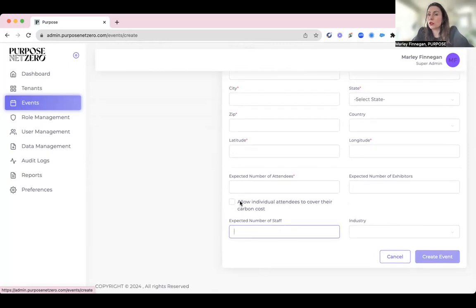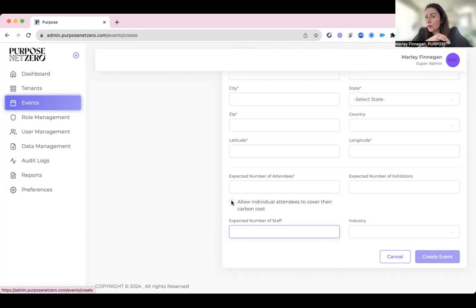So we have a few integrations. We have an integration with Cvent and an integration with Swoogo currently. With Swoogo's integration, if you check this box, we actually can talk back to the individual while they're registering and say, hey, Marley, your carbon footprint to go to North Carolina is going to be $7.65. Do you want to add this total to your registration fee? So I could add that on and I could pay for my own carbon offset.